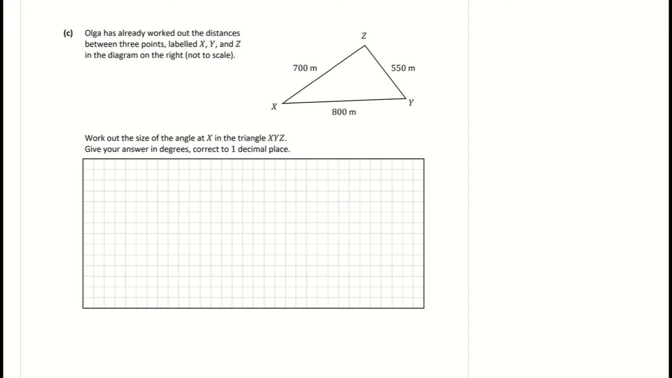Part C, work out the size of the angle marked with the X in the triangle. Give your answer in degrees, correct to 1 decimal point. So I'm going to use my cosine rule from my log tables, and my cosine rule is given as a squared equals b squared plus c squared minus 2bc cos A. If I label my picture now, the angle X is the angle I need. So that's going to be the A in my formula. So the side across from it is the side A, the small a. And the B and the C can be the other two sides. So I'm going to go B for 700, C for 800.